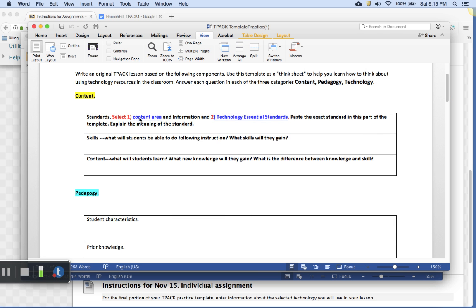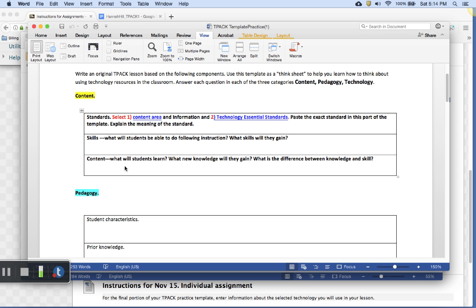Under content, you'll locate the content standard from DPI, and you'll look for a supporting technology standard. You'll paste in the entire standard. Only one is needed for the lesson, but you'll identify which content standard you're going to use for the lesson and which technology standard. Here, you're going to describe what skills students might need to be able to master. For example, if it's in dance education, they may need a particular skill in completing a dance presentation.